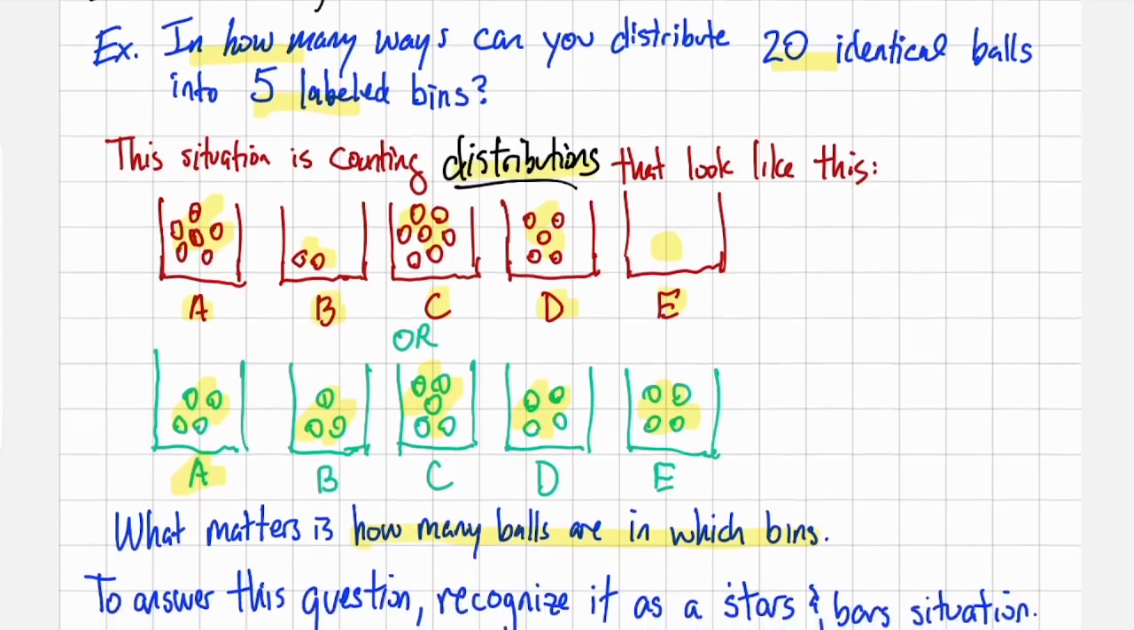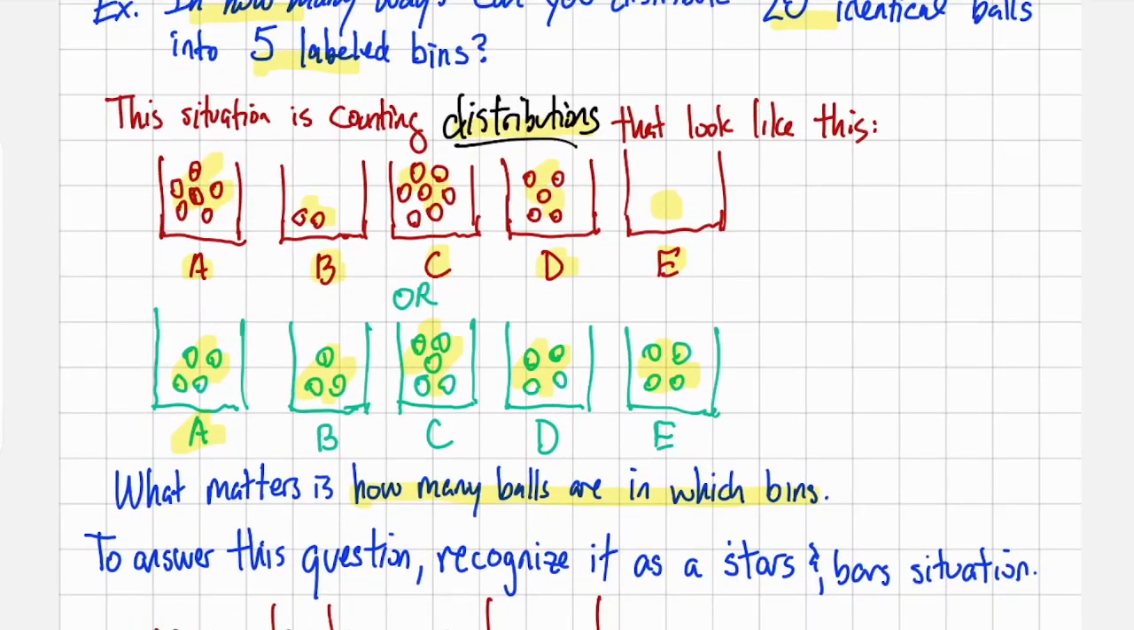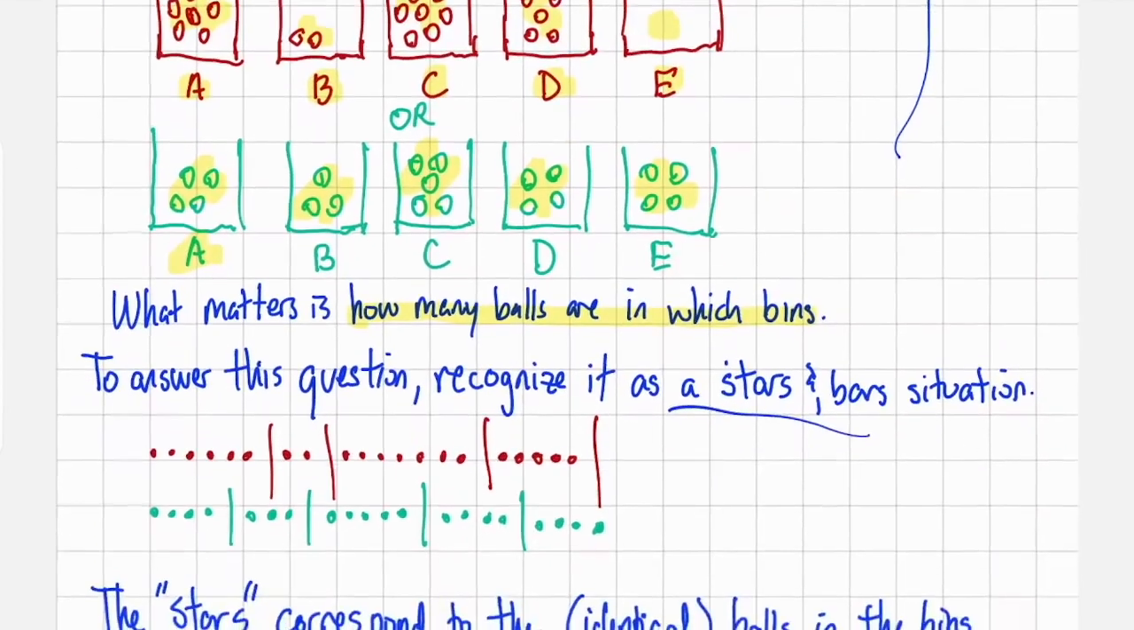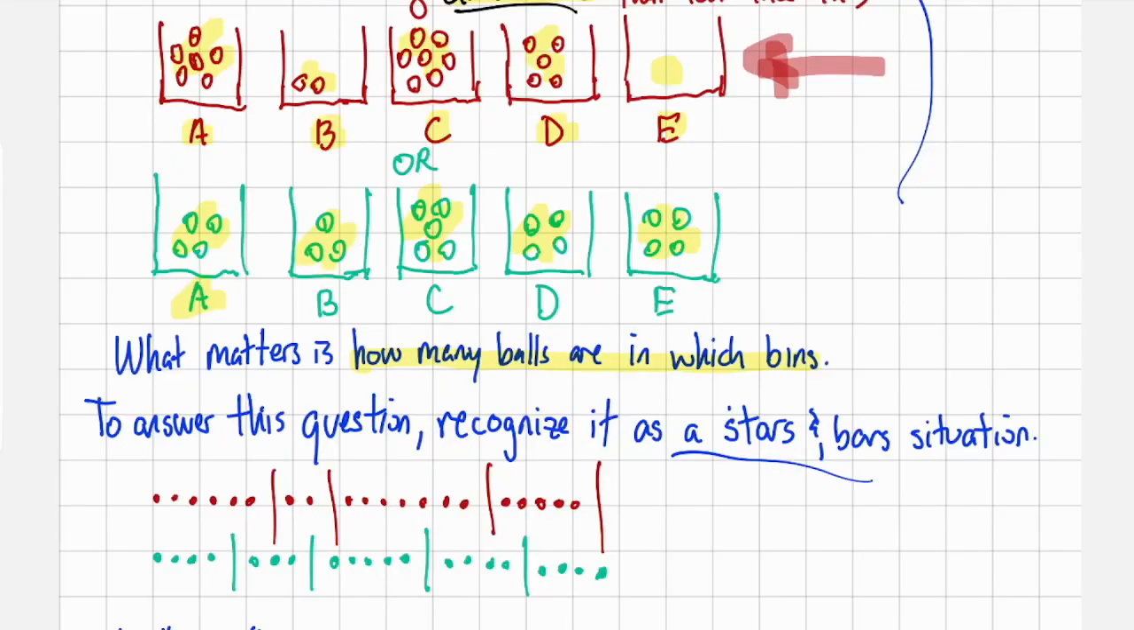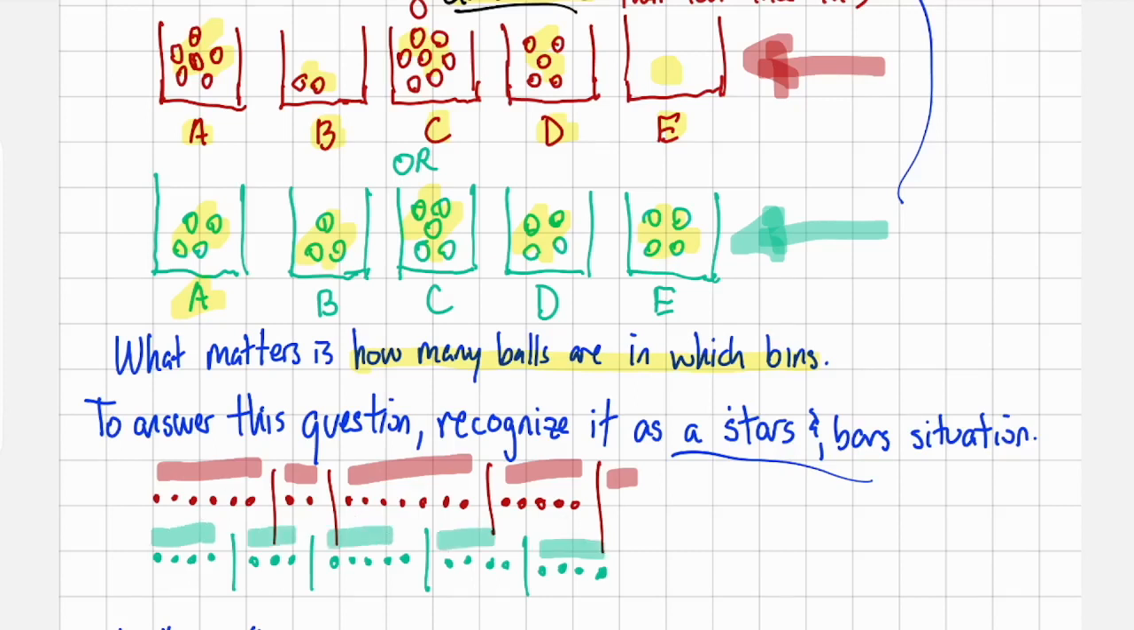So in order to answer this question, we're going to see that counting distributions is actually the same as counting arrangements of stars and bars. Let's look at this first example. If we put 6, 2, 7, 5, and 0 balls in the bins, we would put 6, 2, 7, 5, and 0 balls between the dividers. Similarly, in this second example, if we have 4, 3, 5, 4, and 4 balls in the bins, we would put 4, 3, 5, 4, and 4 balls between the dividers.